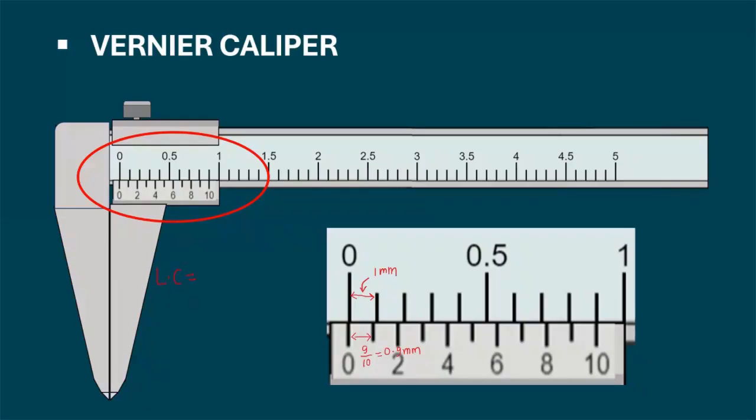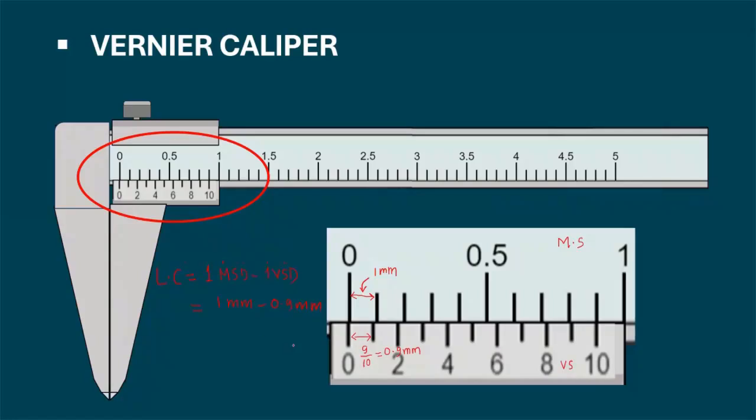So the length of one division on the Vernier scale is 0.9 mm, and the length of one division on the main scale is 1 mm. The upper one is called the main scale, friends, and this is called the Vernier scale. So least count is nothing but 1 main scale division minus 1 Vernier scale division, and that turns out to be 1 mm minus 0.9 mm, which simplifies to 0.1 mm. That's the simple way of finding out the least count.